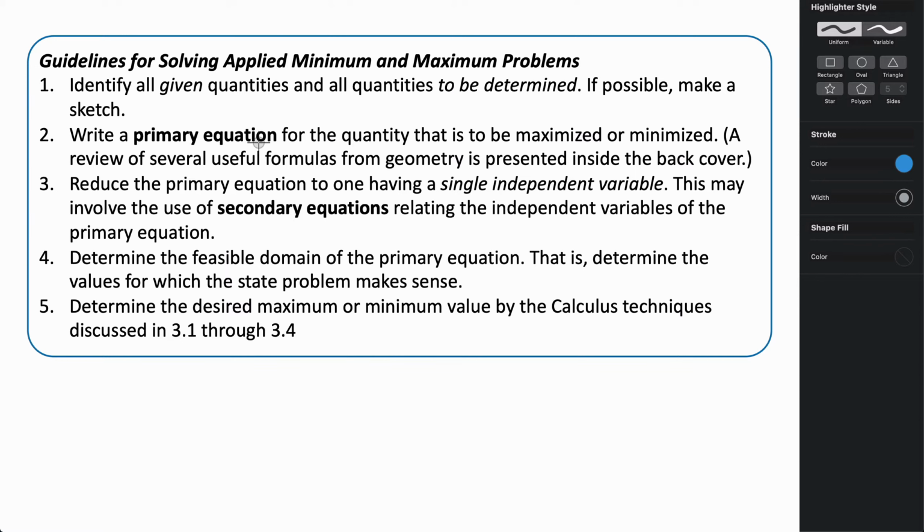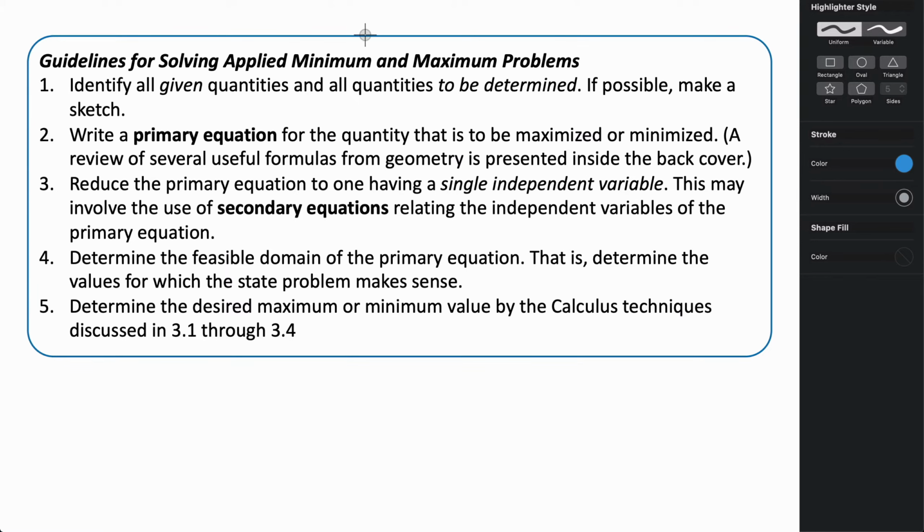Now, when you're dealing with optimization problems, it's a little bit different than something like related rates, where we need our equation to be in terms of one variable. We're not doing implicit differentiation of multiple variables. We need one variable here. So we're going to sometimes have to use secondary equations relating to the primary equation that we have, similar to related rates, but we need it so that we can get everything in terms of a single variable.